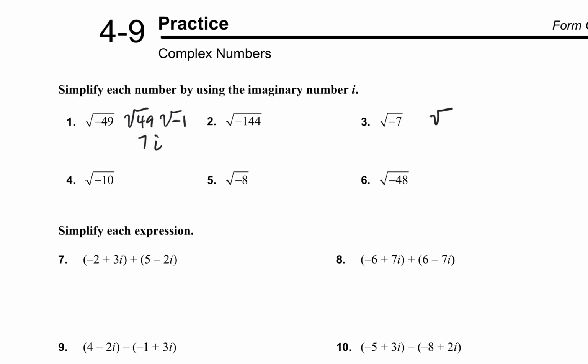The square root of -7 is the same thing as the square root of 7 times the square root of -1. So the square root of -1 is i. So this is i square root of 7.